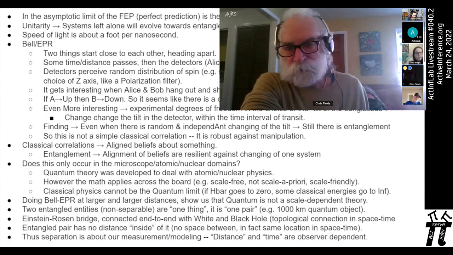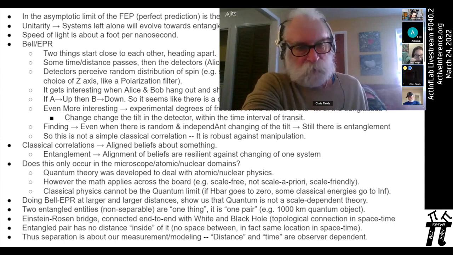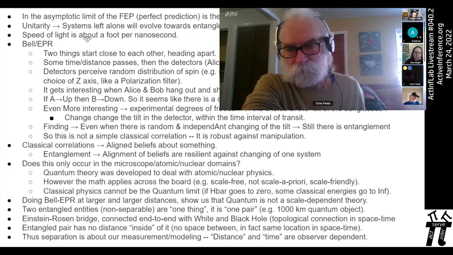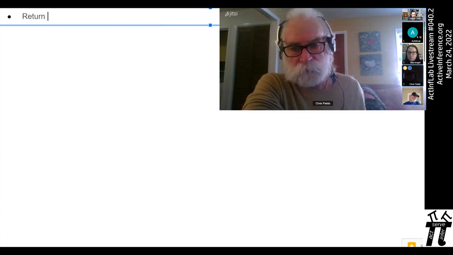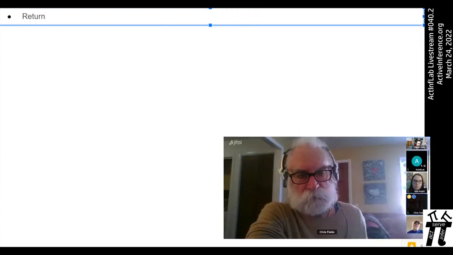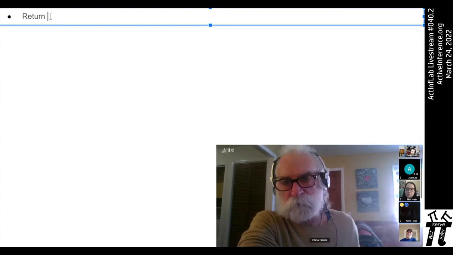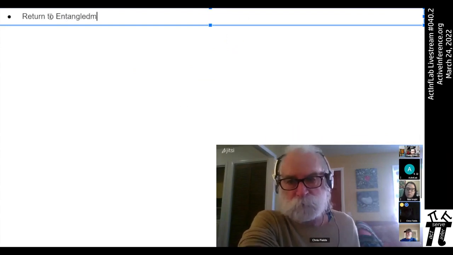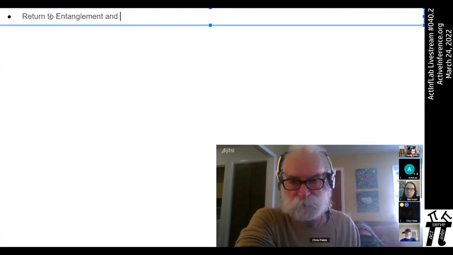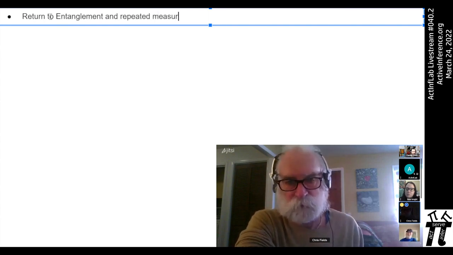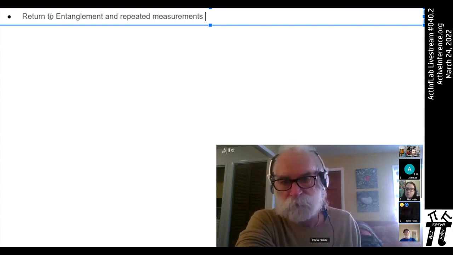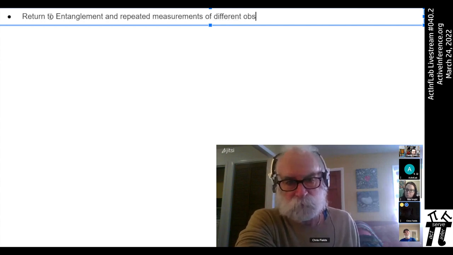So let's go back to this question again. If we think about entanglement and we think about observation, and we think about entanglement as something that's observed by comparing observations made by different observers, right? Neither Alice nor Bob in that experiment can detect entanglement. They only realize that there's an entangled state when they talk to each other after they've done the experiment.